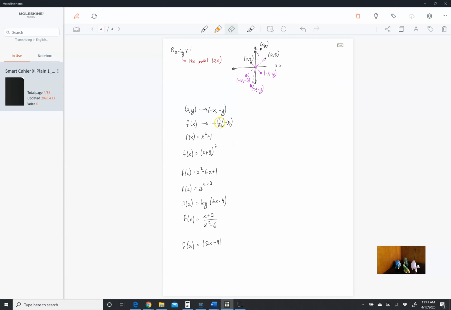So there's something I want you to notice. We're doing both. So what we're saying is that a reflection in the origin is equivalent to a reflection in the x-axis and a reflection in the y-axis. We're doing both things.